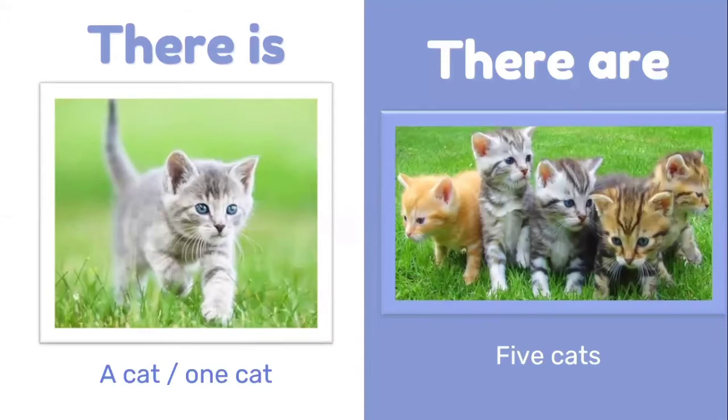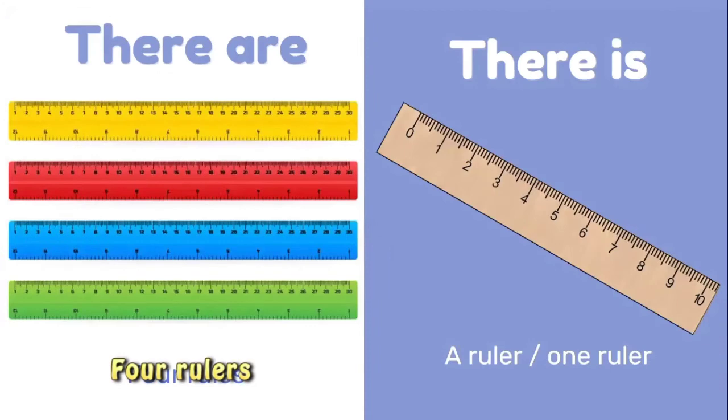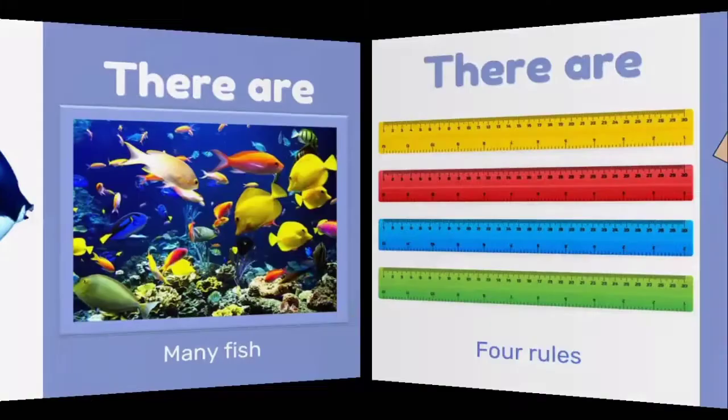Take a look at this slide. There is a cat. Or you can say there is one cat. There are 5 cats. Don't forget to add the letter S if the nouns are plural. How about this? There are 4 rulers. Use S at the end of the word if the nouns are plural. And there is a ruler, or there is one ruler.